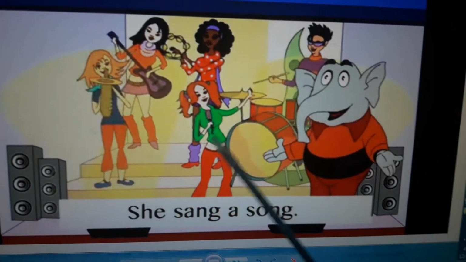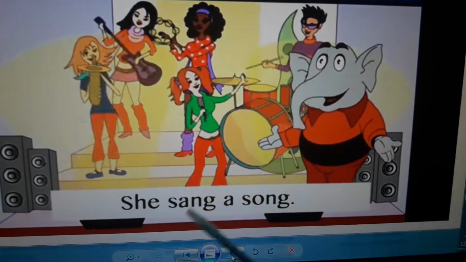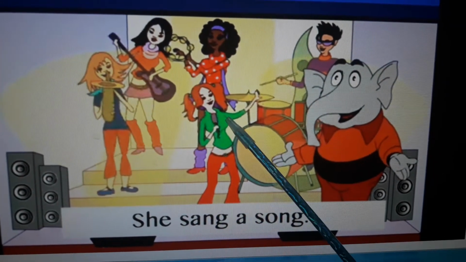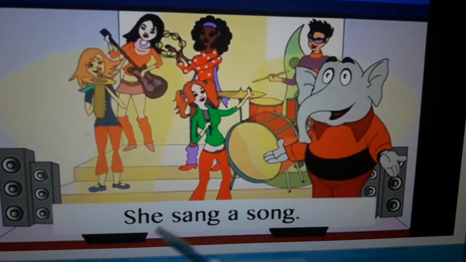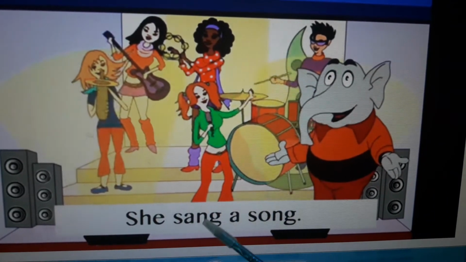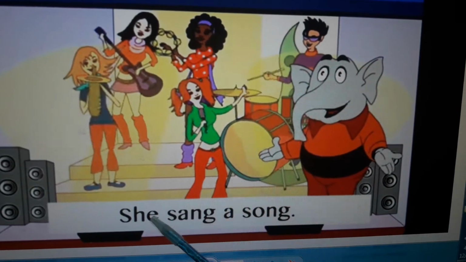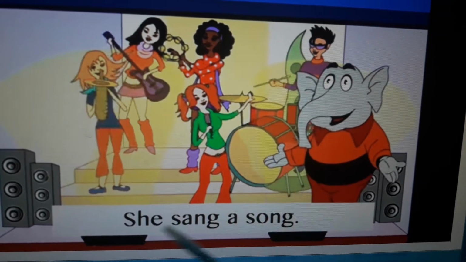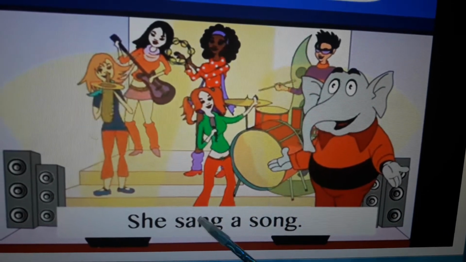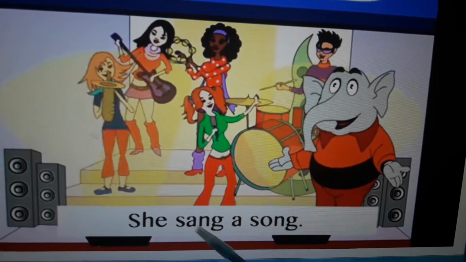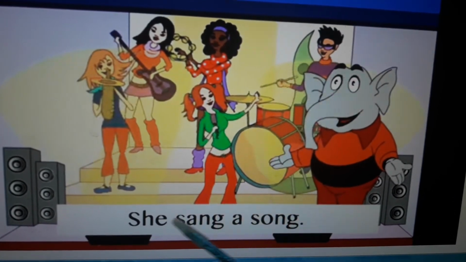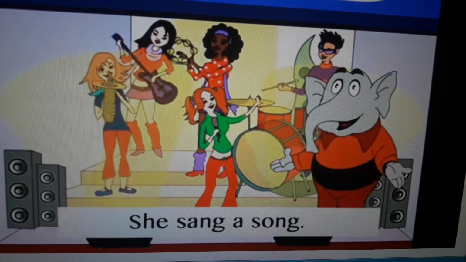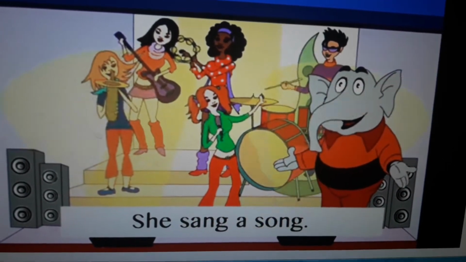Students, look at some more examples. She sang a song. You can see here this girl is singing a song, but she sang a song, because this is the past. In the past she sang a song, so we use the second form of the verb over here. According to the formula of past tense, she is the subject, sang is the second form of the verb, the first form of sang is sing, and song is an object. She sang a song.